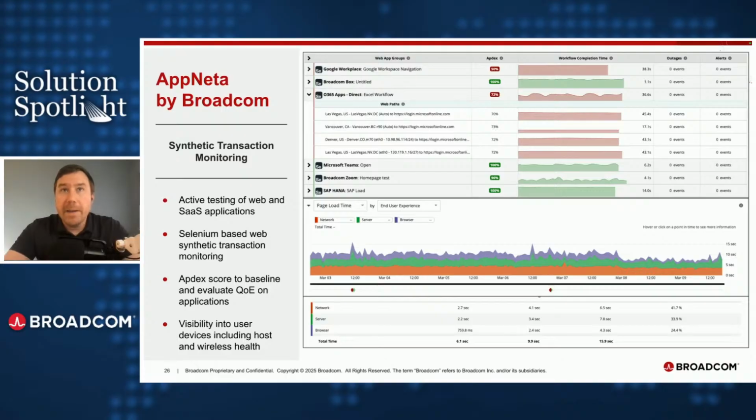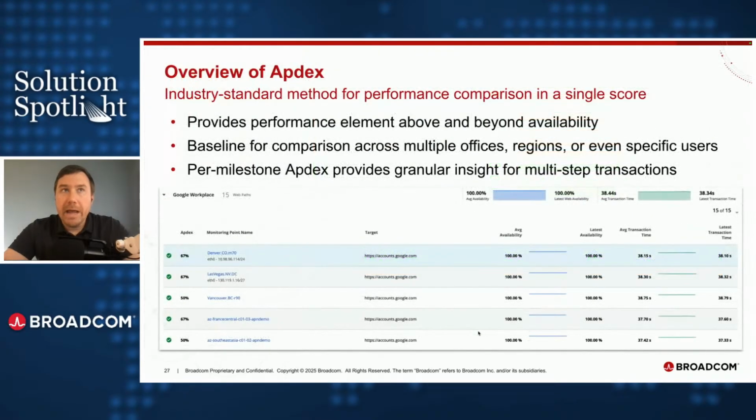So we use AppDex at the top there just to give you a general sense of the application, but you can also go all the way into network, server, and browser breakdowns, all the way to a waterfall chart, right? So just a note about AppDex, right? It's a performance element above and beyond availability. It's a little bit better. And this is based on the Selenium script. So it's based on all the steps you do.